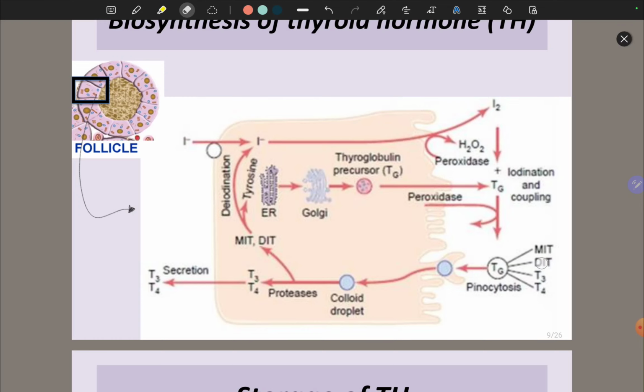These couple to form T3 and T4. So we have a thyroglobulin molecule that contains T3, T4, MIT and DIT.